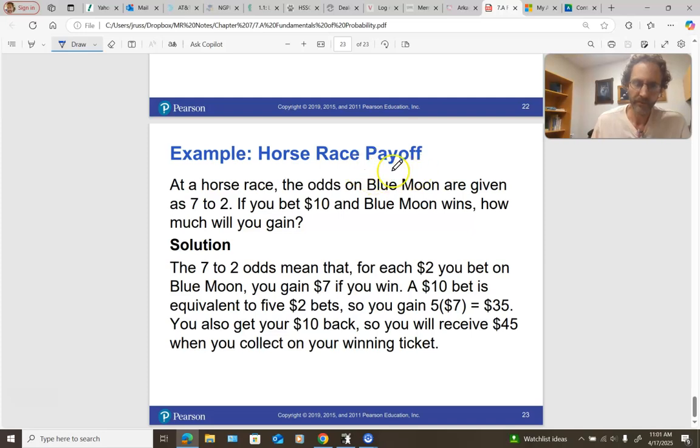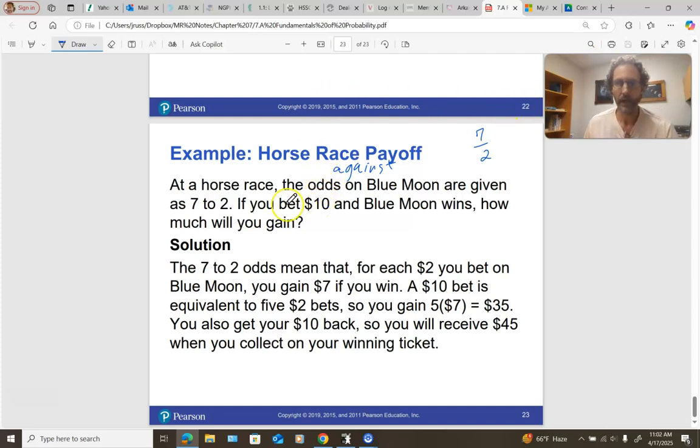So Blue Moon is the name of this horse, and the odds on, which let me go ahead and say are the same as the odds against, okay. So the odds against Blue Moon are given as 7 to 2. Okay, so this means that it's more probable that Blue Moon actually loses.